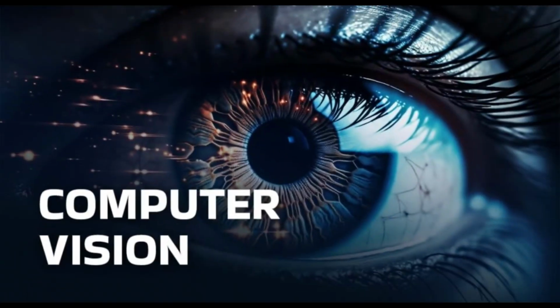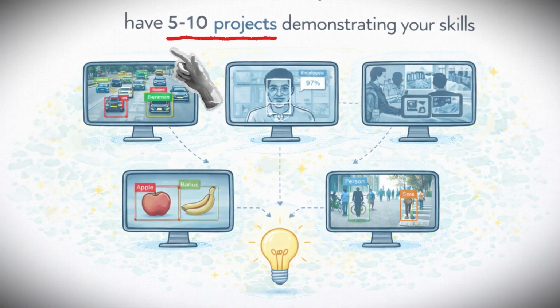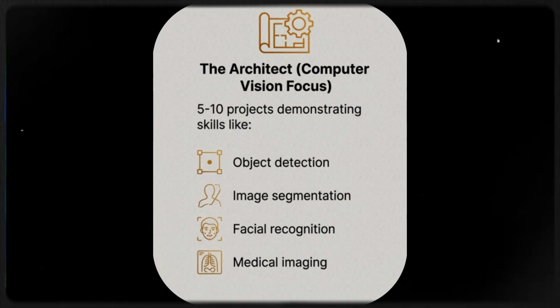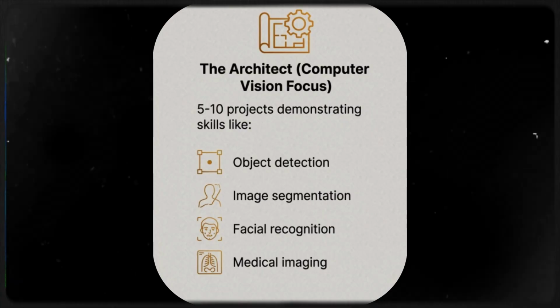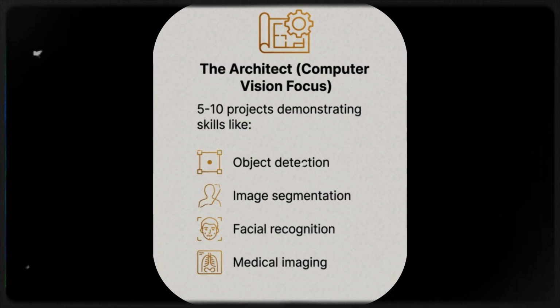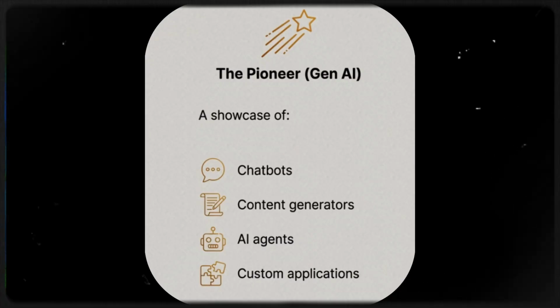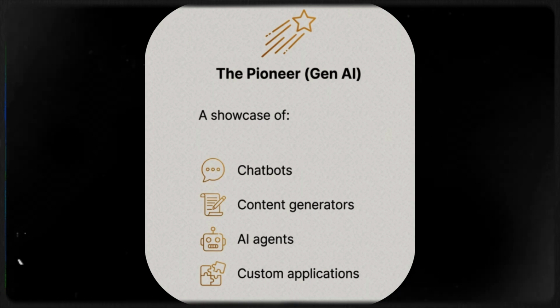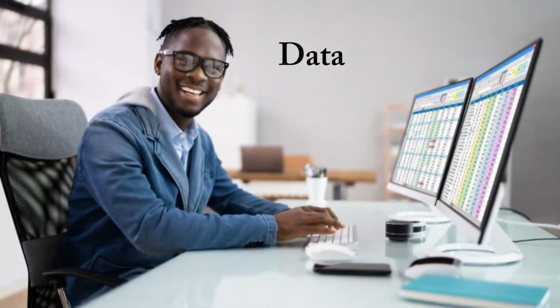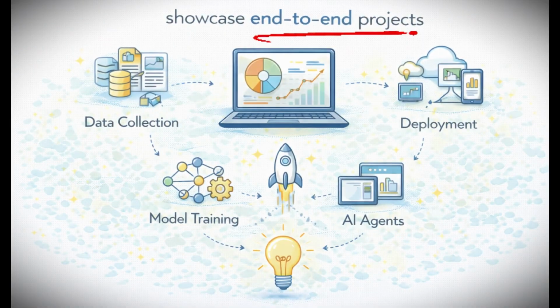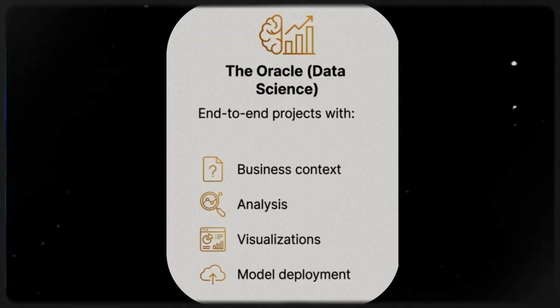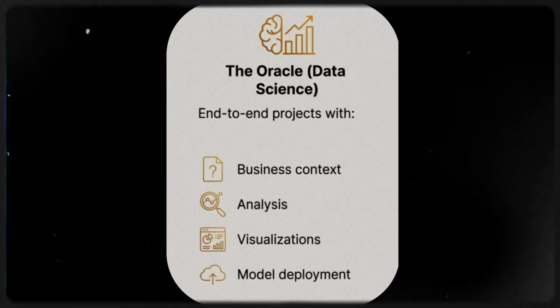If you're into computer vision, have 5 to 10 projects demonstrating your skills. Object detection, image segmentation, facial recognition, medical imaging. If you're a Gen AI specialist, showcase chatbots, content generators, AI agents, and custom applications. If you're a data scientist, showcase end-to-end projects with business context, analysis, visualizations, and model deployment.